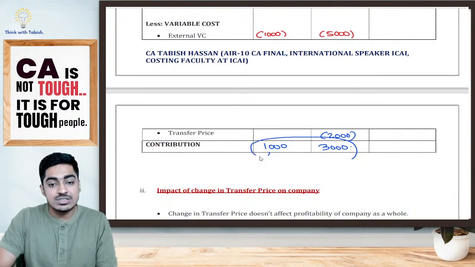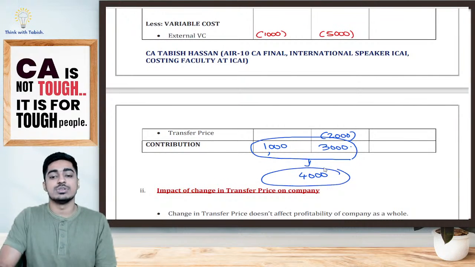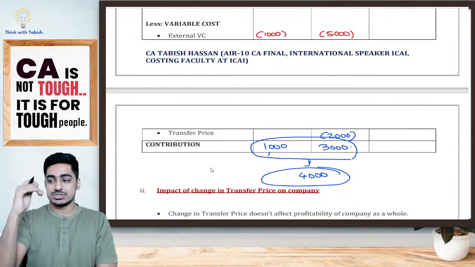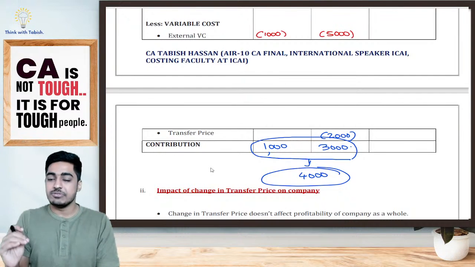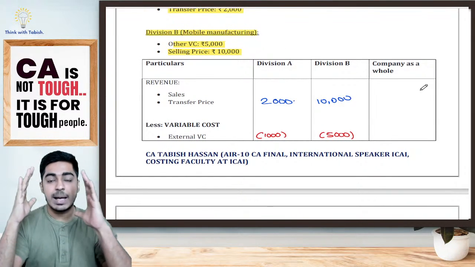So for the company as a whole, what is the contribution, students? 4000 is the contribution. You can get the contribution for the company as the contribution of division A plus the contribution of division B, or else you can look at it from the perspective of the company.